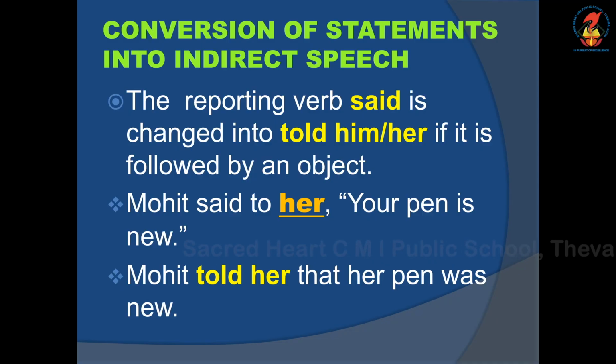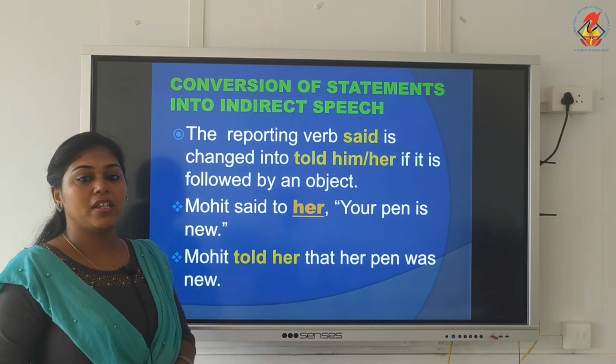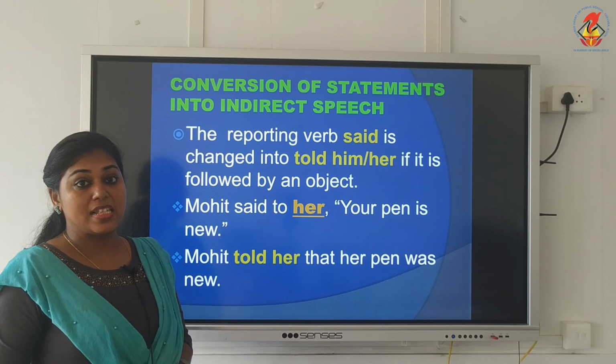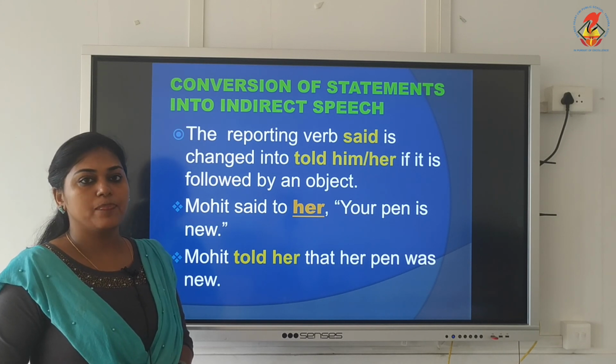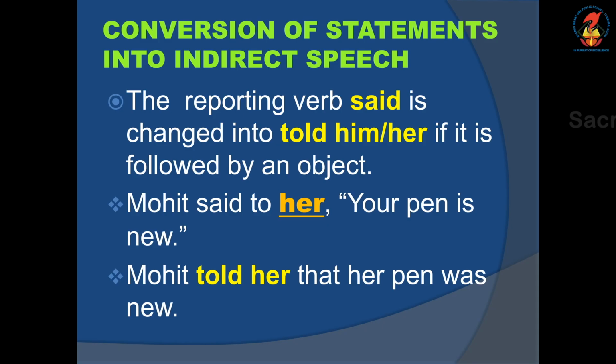When you convert the statement or declarative sentence into indirect speech, the reporting verb said is changed into told him or her if it is followed by an object. You know the reporting verb is said. What do you mean by reporting verb? Said, will say, says, all these are reporting verbs, right? So the reporting verb said will be changed into told him or told her if there is an object after the reporting verb. Here the object is her.